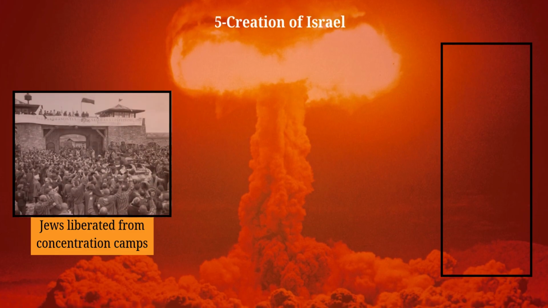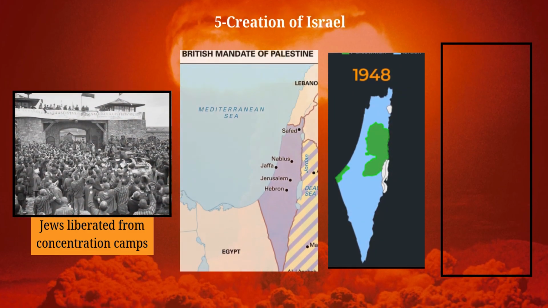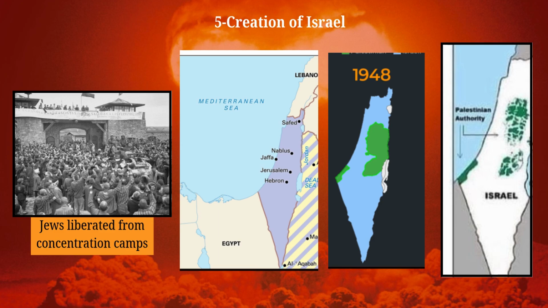After Germany's defeat, the Jews were liberated from the concentration camps. Due to their persecution in World War II, they needed their own country where they could be safe. In 1948, the British gave them some land in Palestine, which was a mandate under the British. The Jews settled there as they believed that it was their original homeland. Thus, the nation of Israel was born.